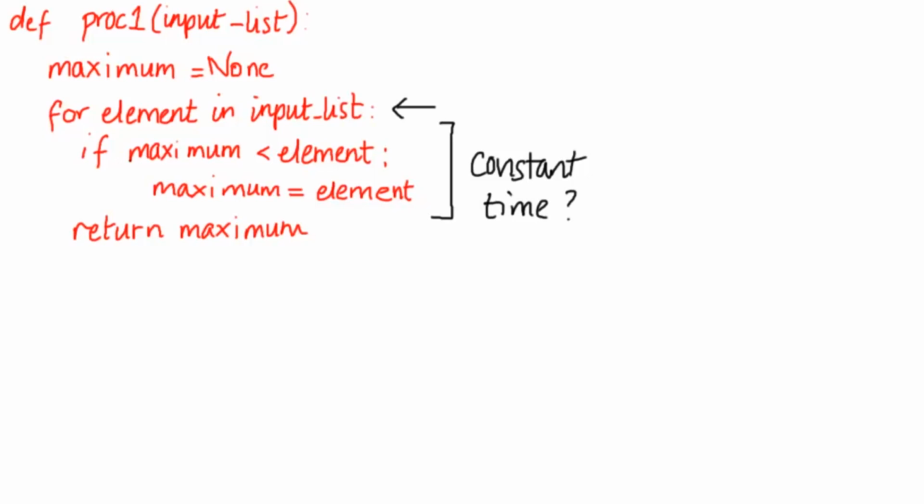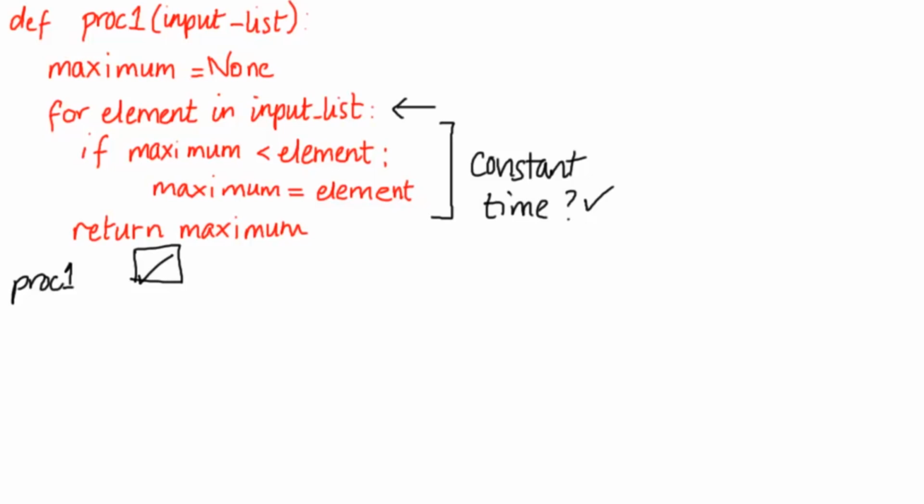And so what are we doing? We're just comparing the variable maximum with an element, and then if the comparison is true, then we're setting maximum to be the element. This is just looking for the maximum element in the list. And that's just a constant time operation there. And so that is constant time. So procedure 1 does run in linear time.